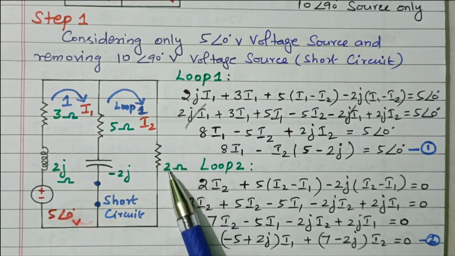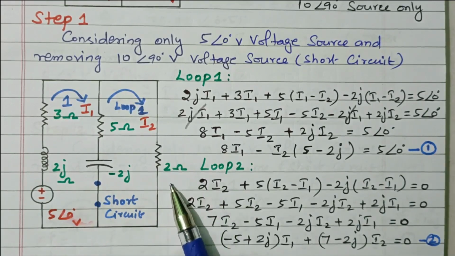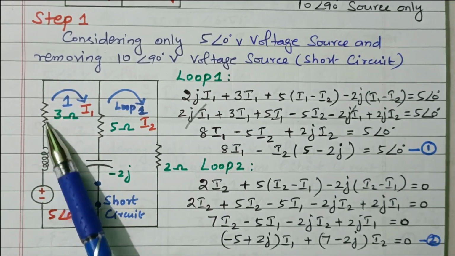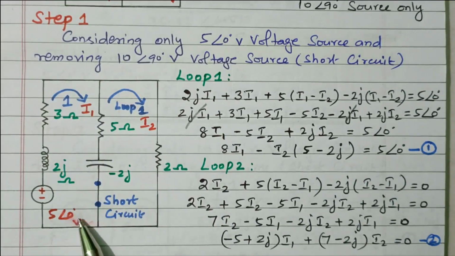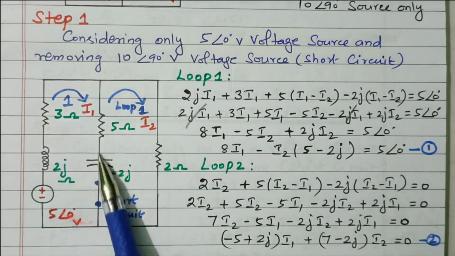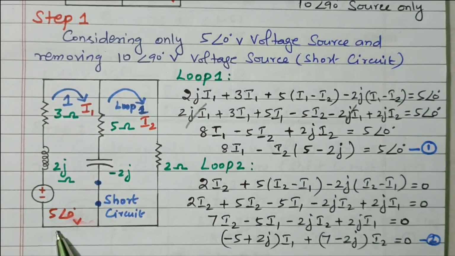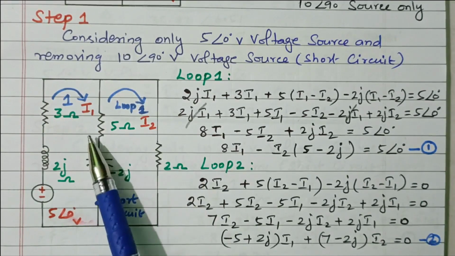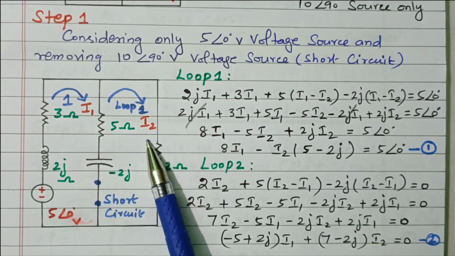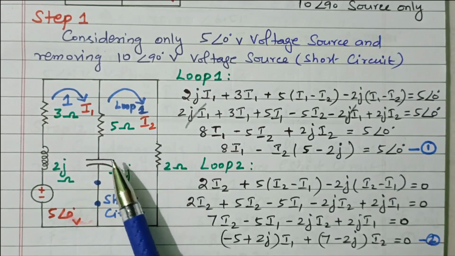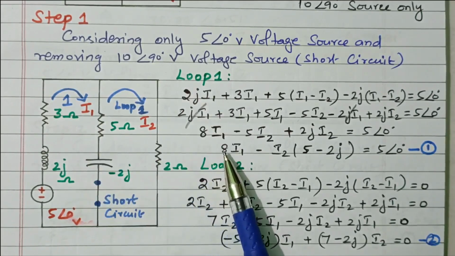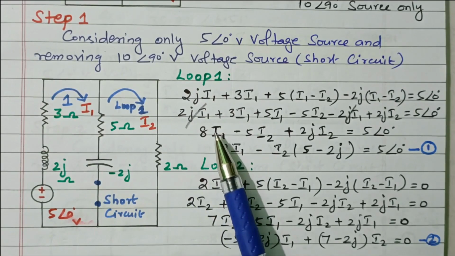Our aim is to find the current flowing through the 2 ohm resistor. So we can use Kirchhoff's voltage law, the closed loop method. So this is loop 1. Loop means closed circuit. This is loop 2. The current in loop 1 is I1, current in loop 2 is I2. So we can frame the equations for loop 1 and loop 2 using Kirchhoff's voltage law, KVL.